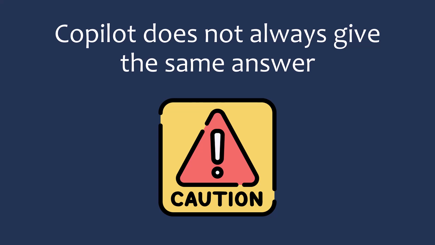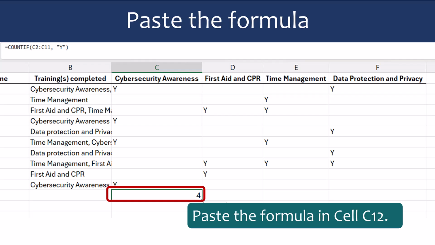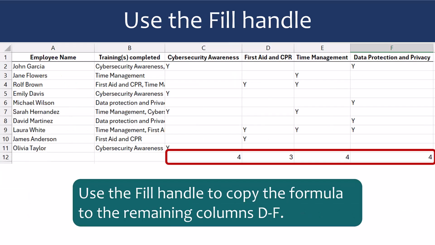Copilot won't always give the same answer to different people or at different times. You always need to check the answers, test them, and tell Copilot if it is wrong or only partially correct. Paste that formula in cell C12. Use the fill handle to copy the formula to the remaining columns D through F.